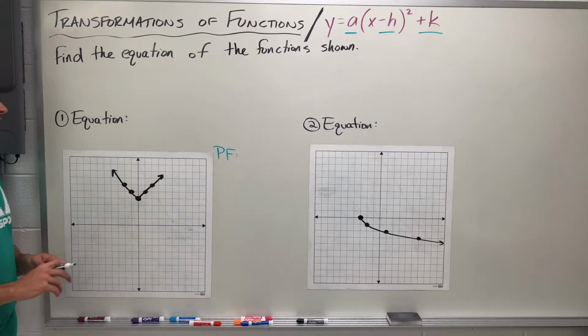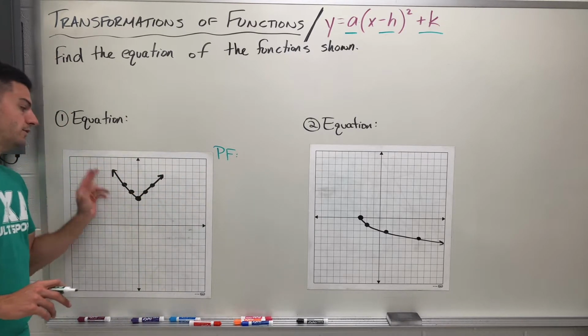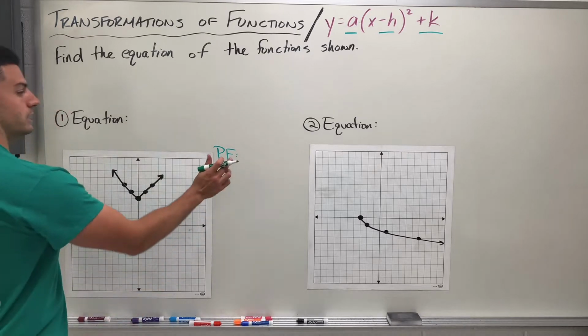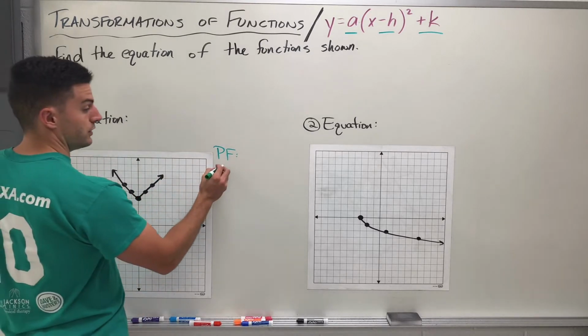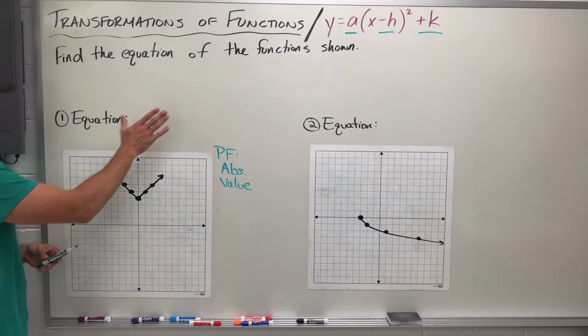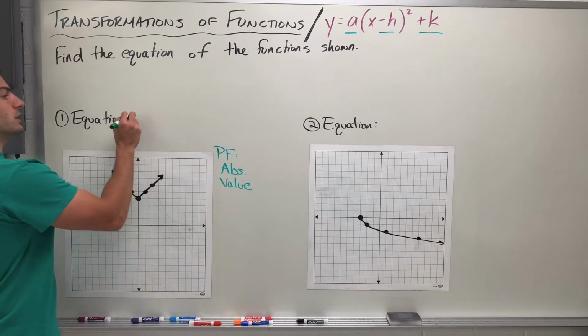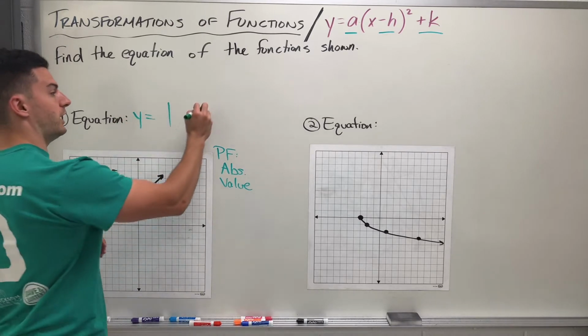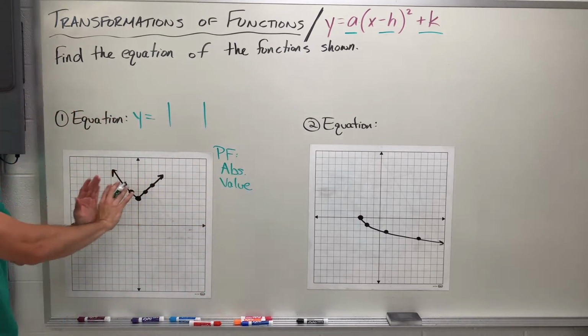So you look at the first one, this is a V shape. It's a V-shaped graph, and you should hopefully know that the V-shaped graph results from an absolute value equation. So we know that the equation is going to be y equals, and there's going to be an absolute value involved. We know that just by the shape of this graph.